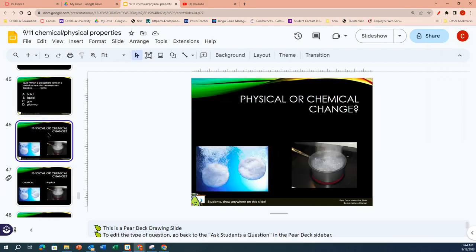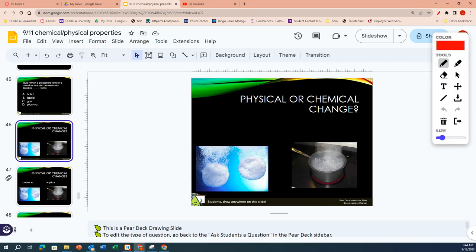So chemical or physical. Boiling of water is a state change. So this is a physical property, but here we get fizzing. Kind of the same thing here. We got bubbling, but here we're getting fizzing and we're getting a chemical reaction. So this is a chemical change.